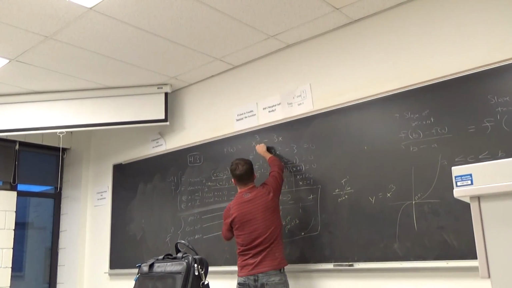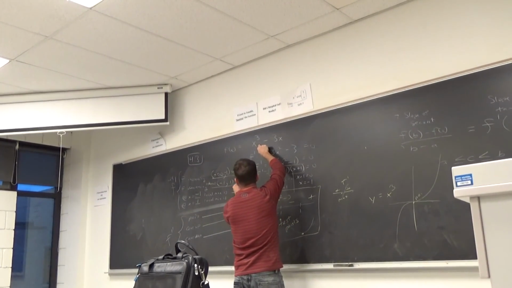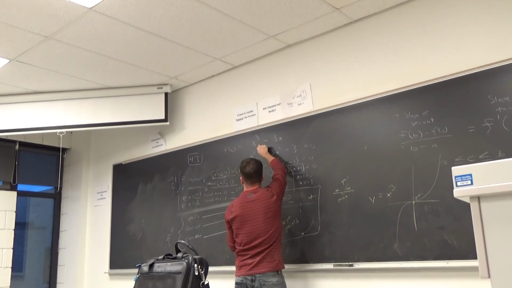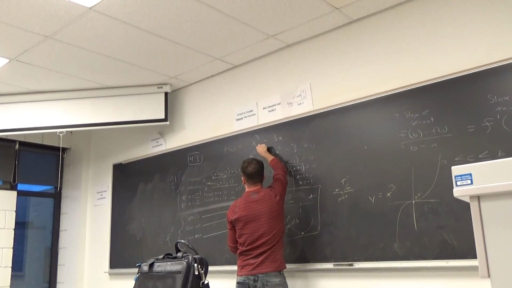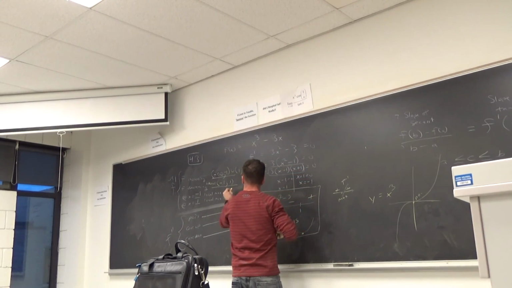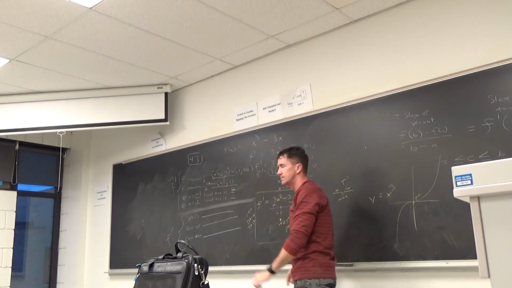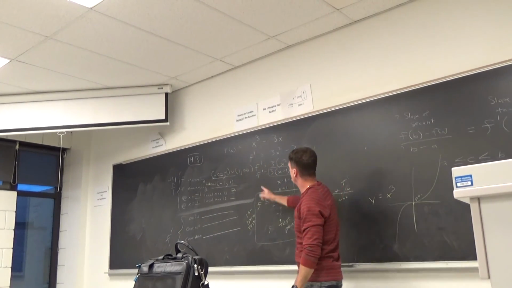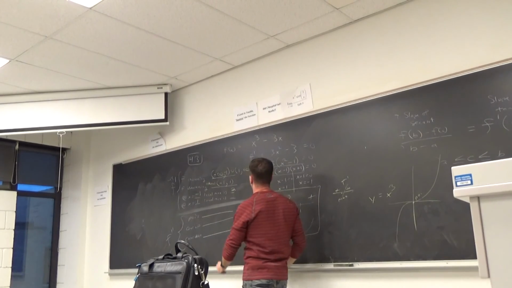So let me just see. What's -1 cubed minus 3 times -1? I get -1 plus 3, which is 2. Yeah, so good job, everyone. Now I want you to plug a 1 in here, the local min.